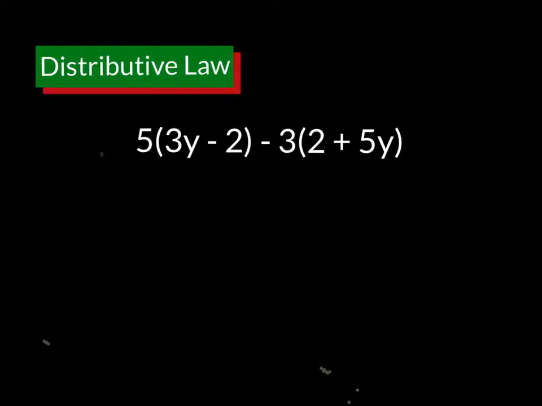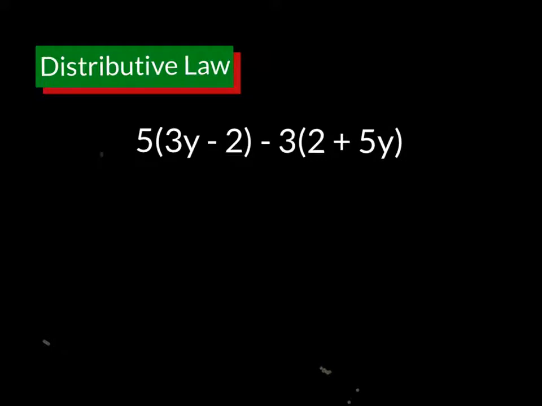In this video, we're going to learn about simplifying algebraic expressions using the distributive law or property. Now sometimes you might have an algebraic expression with terms that look something like this. We have 5 times, in parentheses, 3y minus 2, and then the next term is negative 3 times, in parentheses, 2 plus 5y. Now you can't combine these terms because they're in parentheses.